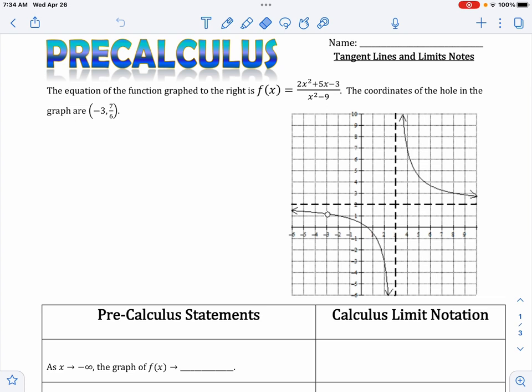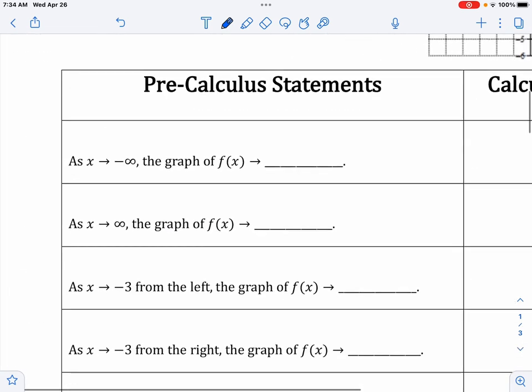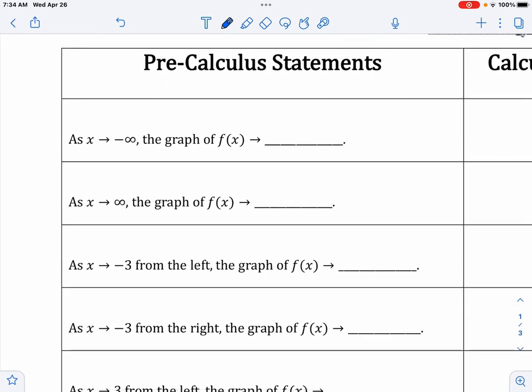The coordinates of the hole on the graph are at -3, 7/6. So you can see right here, there's a hole in the graph, and this point is -3, 7/6. All right, so we have some pre-calculus statements. When we say these are pre-calculus statements, these are statements that we would say out loud. This is how you could write them.